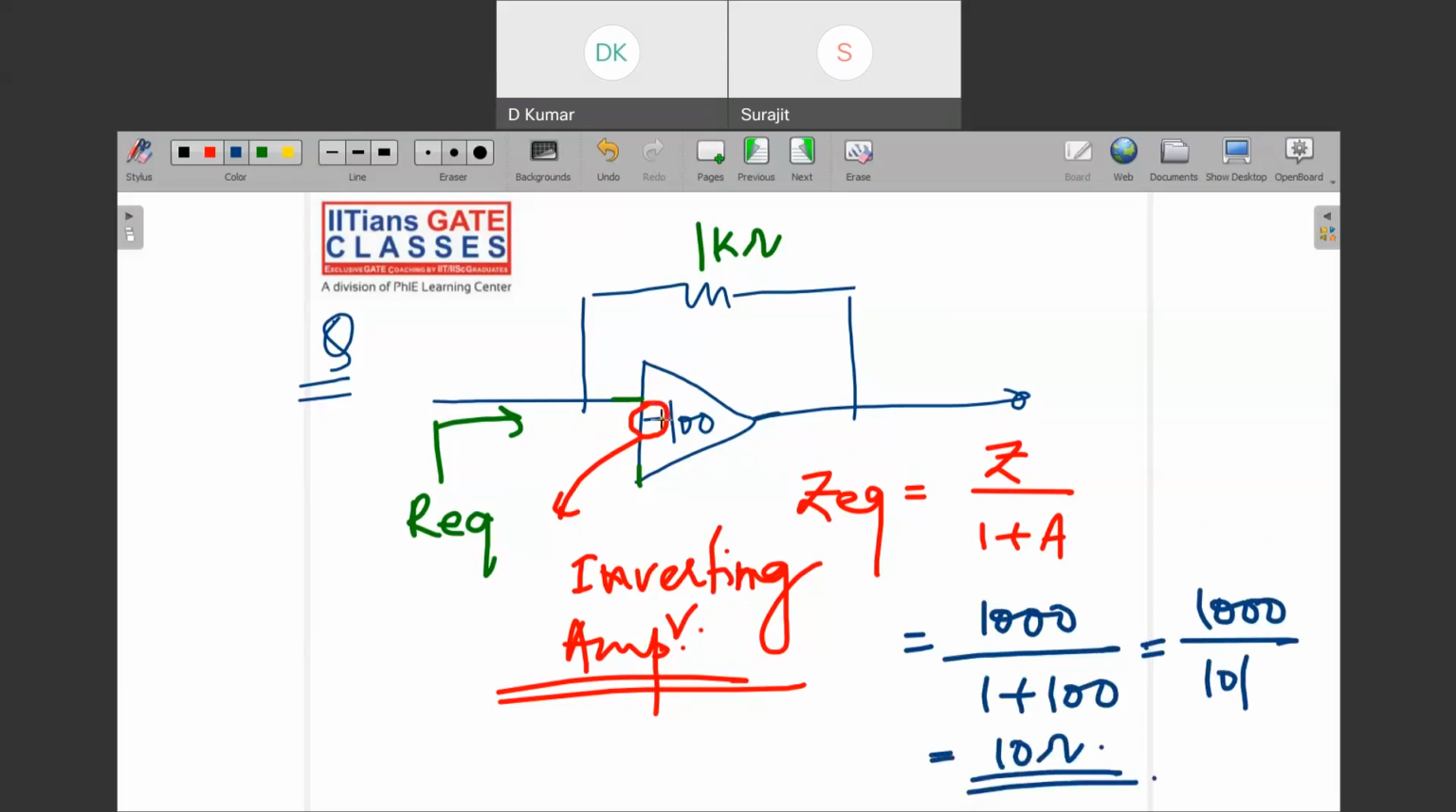Always keep in mind that if there is a negative sign, don't put the negative sign here, right? This expression has already been derived considering that the op amp is in inverting configuration. So this is the first question.